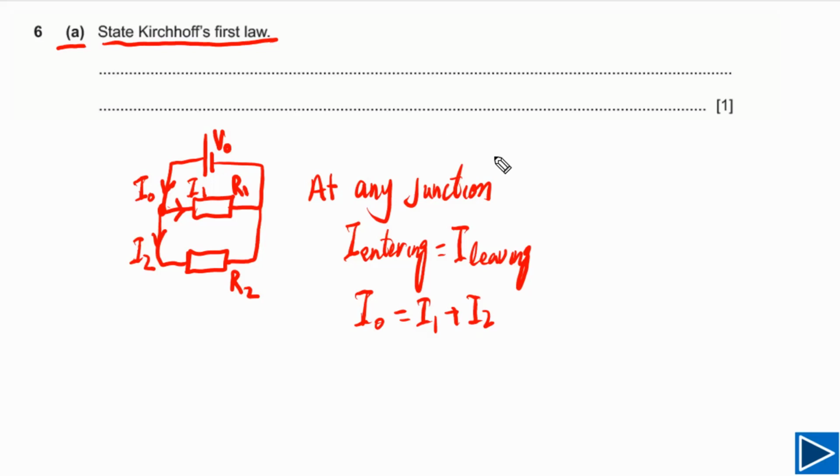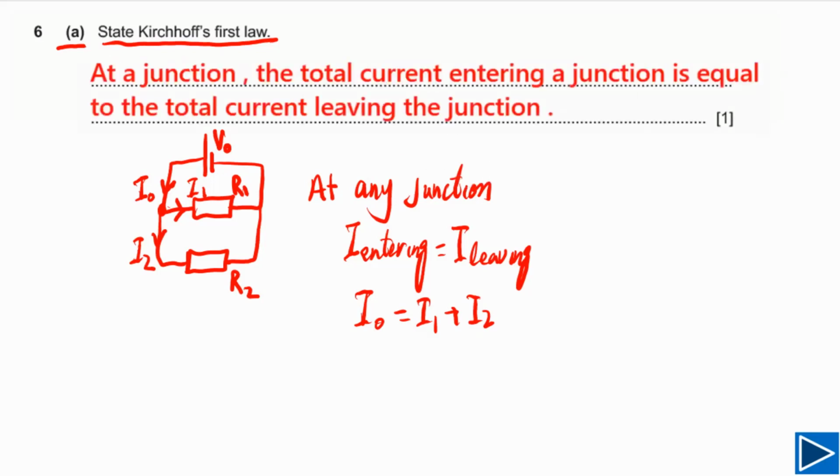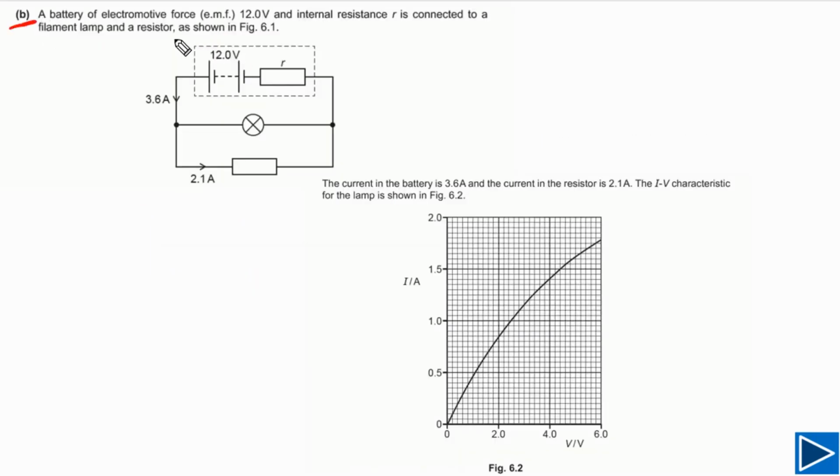Let me explain to you how you can write a proper answer. This is how you can write your answer for Kirchhoff's first law. Simply you can say at a junction the total current entering the junction is equal to the total current leaving the junction. For part B, a circuit is given to us.